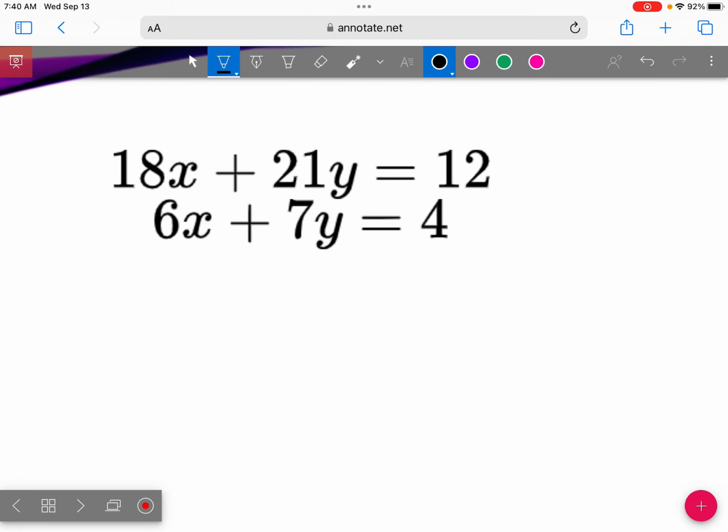18x plus 21y equals 12, and 6x plus 7y equals 4. And again, you don't have any that are set up perfectly. So we're going to have to multiply something. So write them down. 18x plus 21y equals 12. 6x plus 7y equals 4.